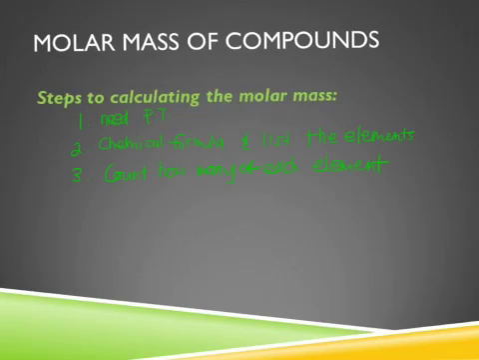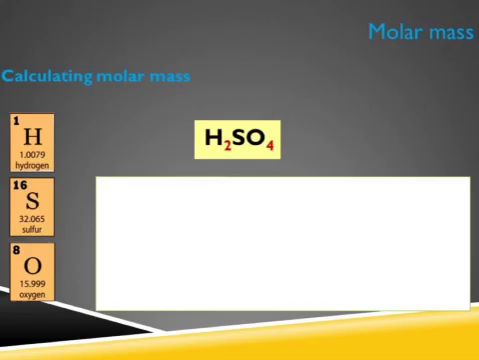Next, you're going to take the molar mass of your element and multiply it by the number of each element. And finally, you're just going to take the sum. So you're just going to add up the molar masses of all the atoms in the compound. So let's go ahead and do this in practice.